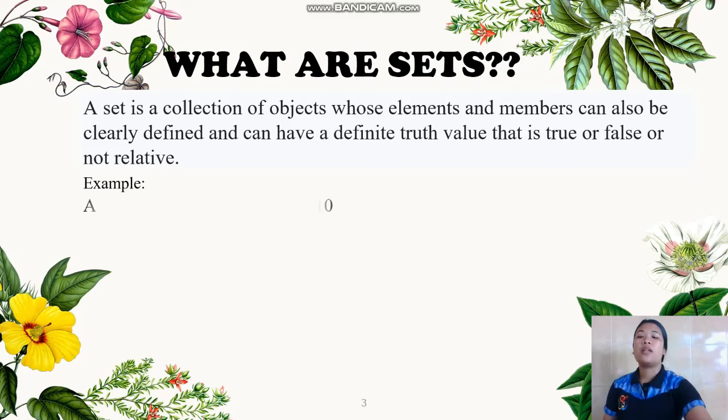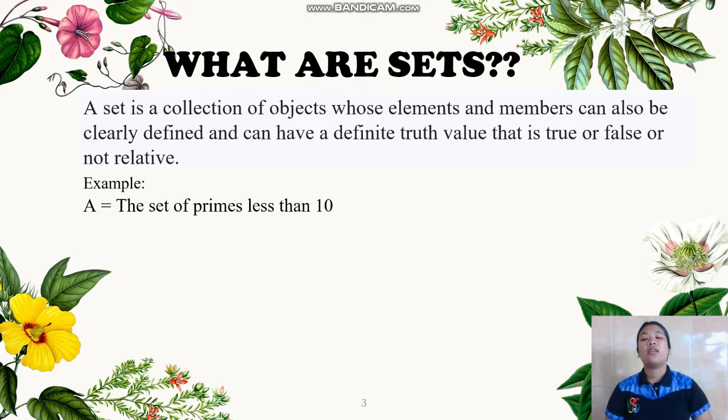For example, number one, A equals the set of primes less than 10. Surely you can guess. What are the prime numbers that are less than 10? Yes, that's right. There are 4 of them. A equals {2, 3, 5, 7}.